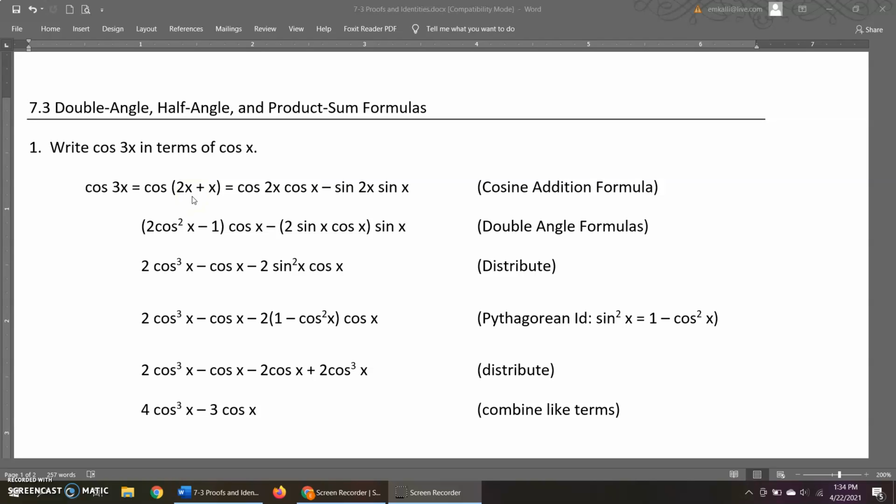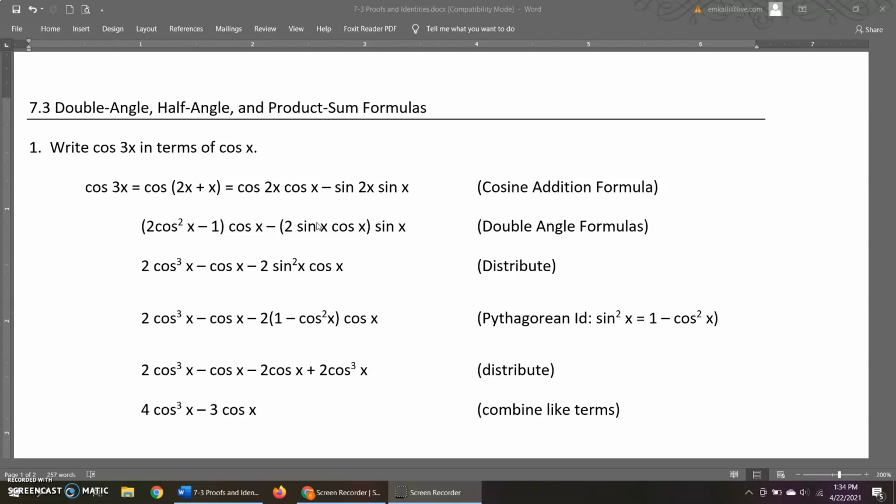And this is cosine addition. And notice the 2x can also be used as a double angle formula. So it's not going to mess us up. So I did cosine addition formula to get this, cosine 2x cosine x, minus sine 2x sine x. Then I replaced cosine 2x with its double angle formula and sine 2x with its double angle formula.